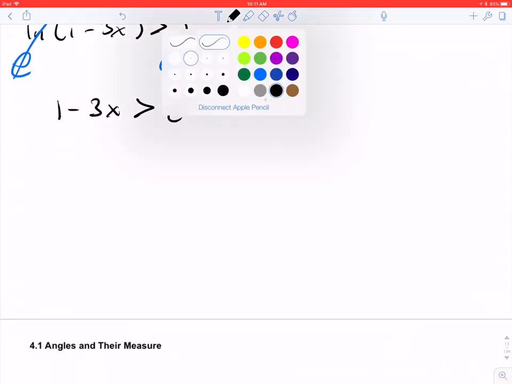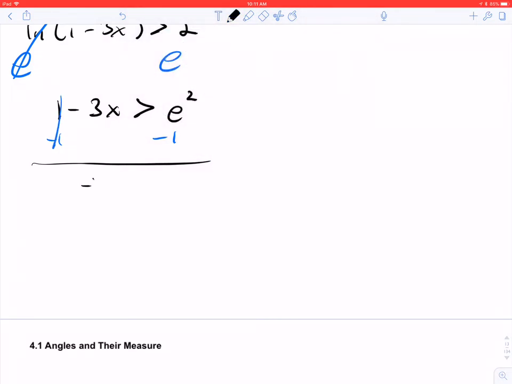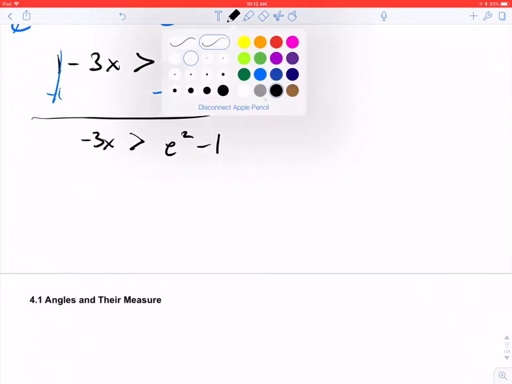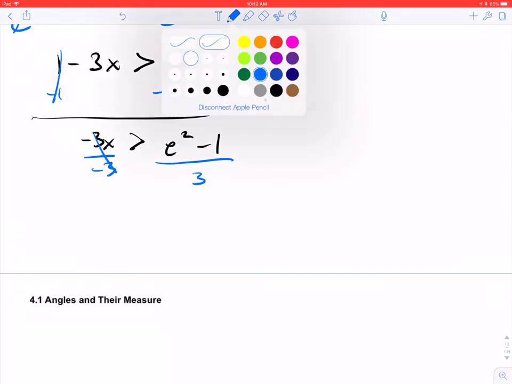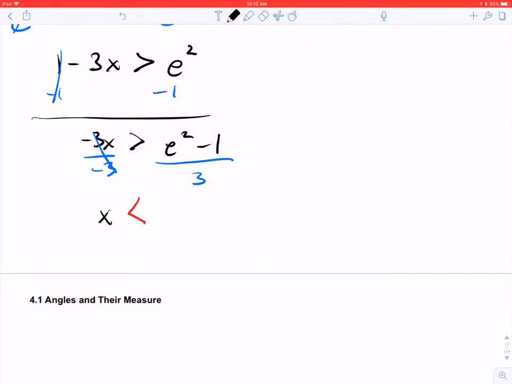If I'm solving for x, subtract 1 on both sides. So then we get negative 3x is strictly greater than e squared minus 1. Notice this difference of squares if that were to come in handy, but I don't think we need that here. Then we're going to divide both sides by negative 3. And what happens? Again, we're dividing by a negative. So the inequality flips. So then now x is going to be less than e squared minus 1 over negative 3.